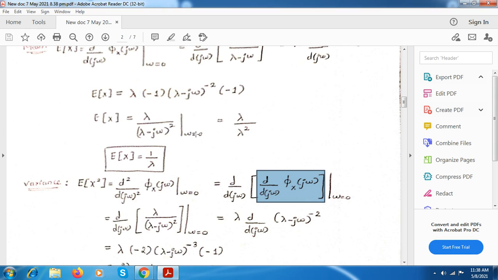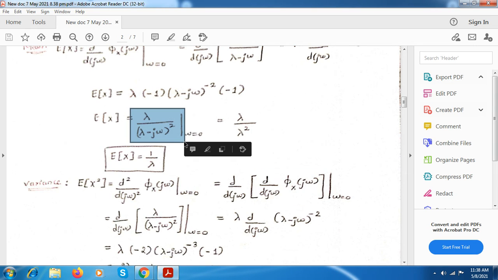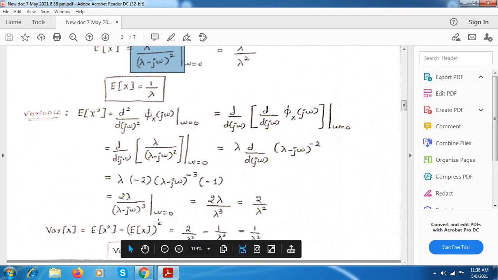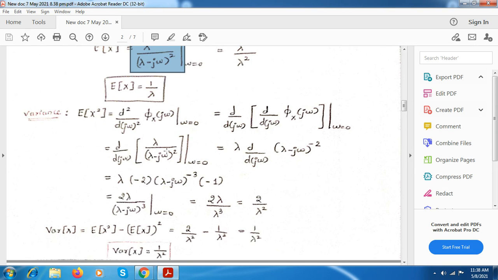Before putting omega equal to 0, this is the equation. This is the differentiation of phi x of j omega, lambda divided by lambda minus j omega whole square. Now again you have to differentiate it once more. So take this lambda outside and differentiate only this term. Here also it is taken in the numerator, so lambda minus j omega to the power of minus 2. If you differentiate this term, it is minus 2 into lambda minus j omega whole to the power of minus 3, and differentiation of this term is minus 1. Here lambda is constant, so it will be 0. So here only minus 1 will be there.